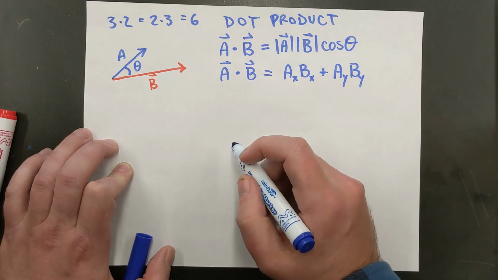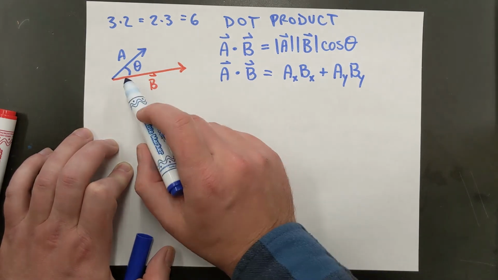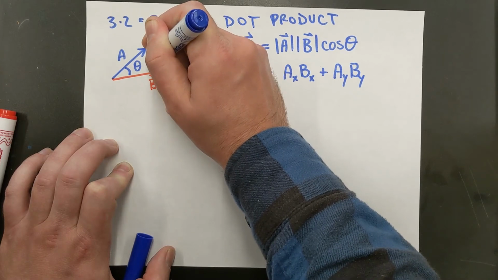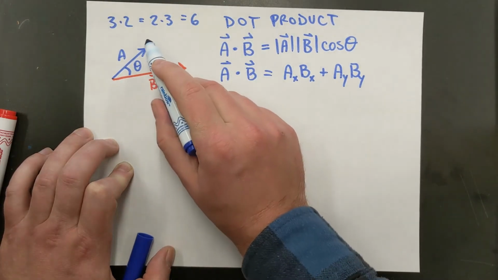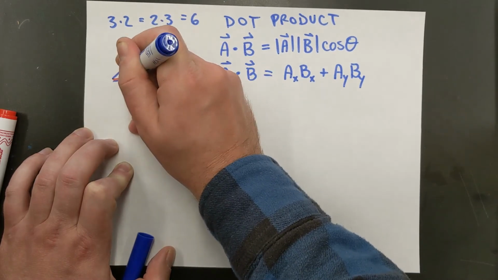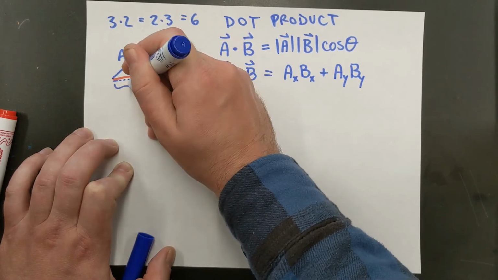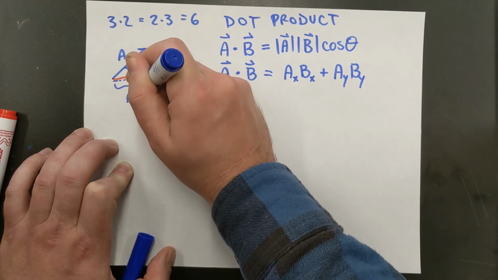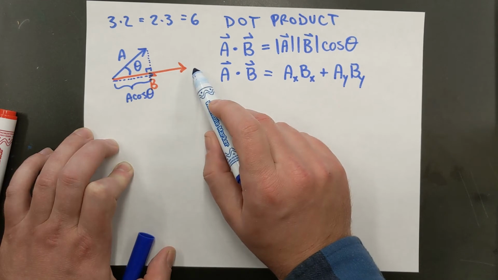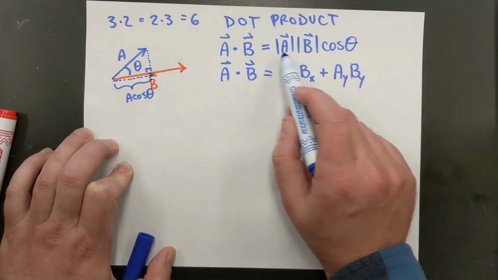So one way to look at this is that what we're doing is seeing how much of A is parallel to B. That's called a projection. So I'm dropping a perpendicular line down to B, and then A cosine theta is this amount right here. So I'm multiplying the part of A that's parallel to B times B, and that's what this definition means.